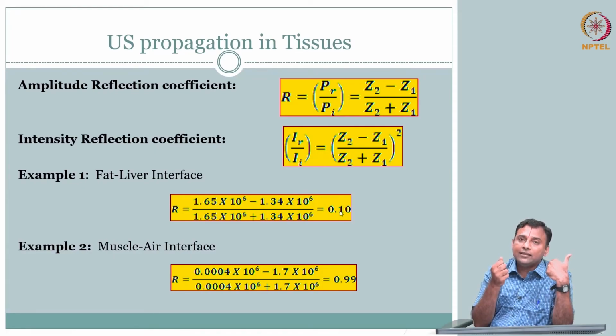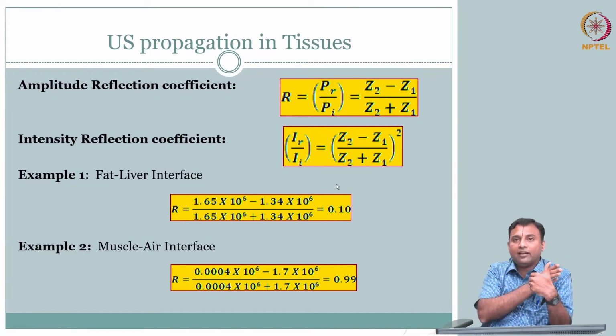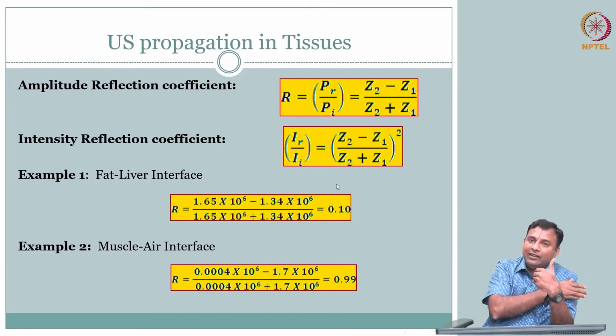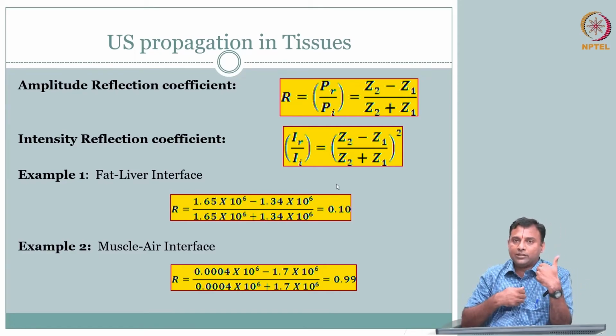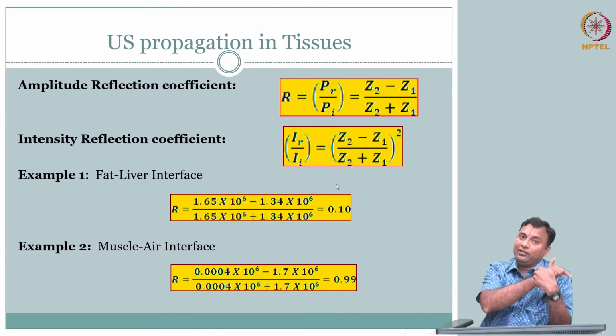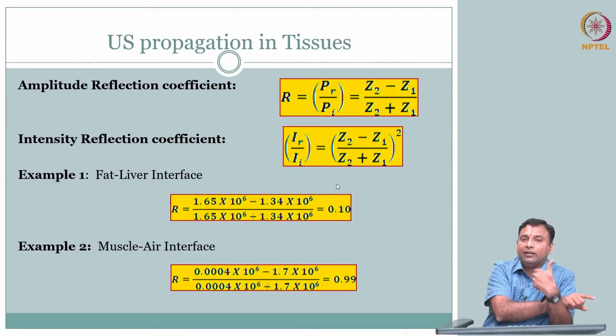The good side is, that means there is 90% of the amplitude that is still there to go further. So I can come with the fat liver interface, I will have enough pressure to actually go inside the liver and perhaps come outside the liver, and therefore when I am sitting outside, I can see through the liver. I can see through from fat to liver, and through the liver, and maybe liver to the surrounding muscle at the back side of it.